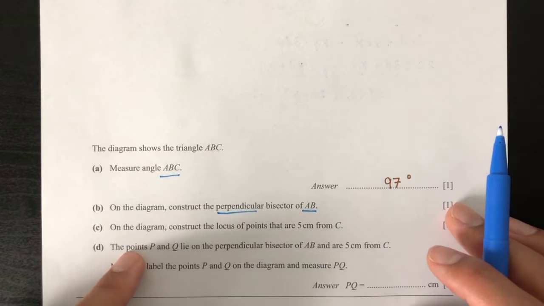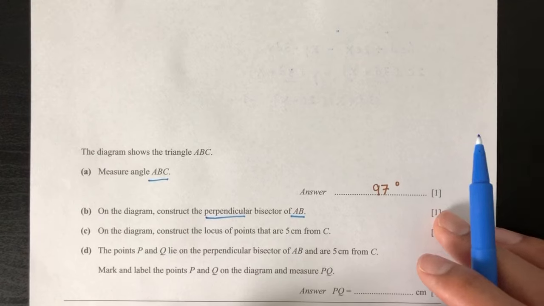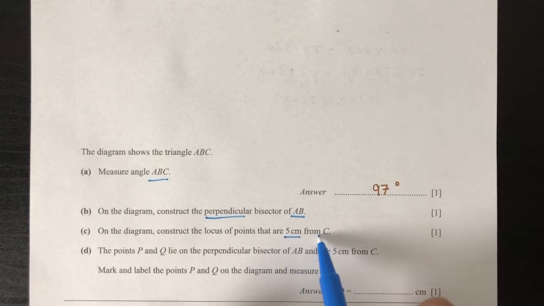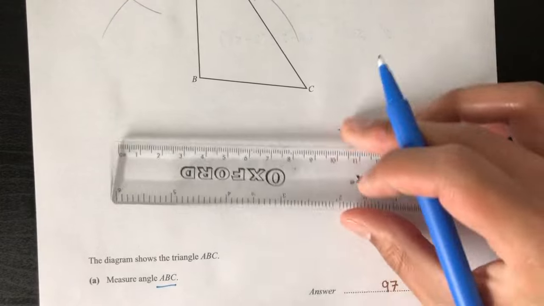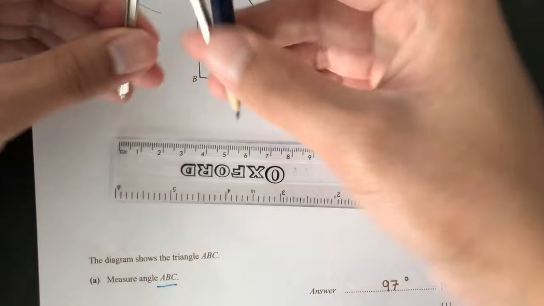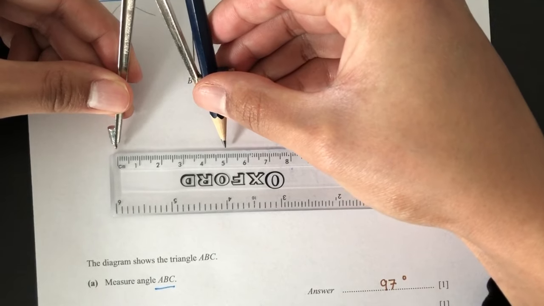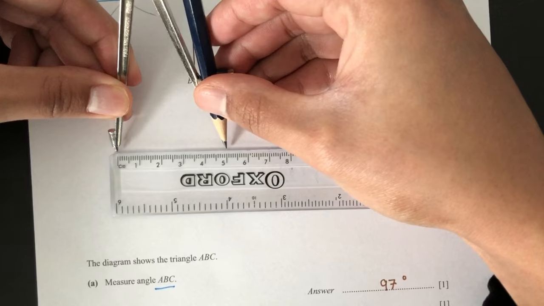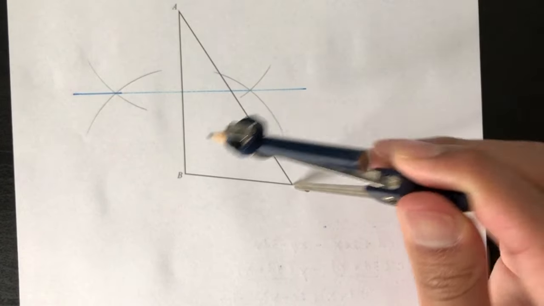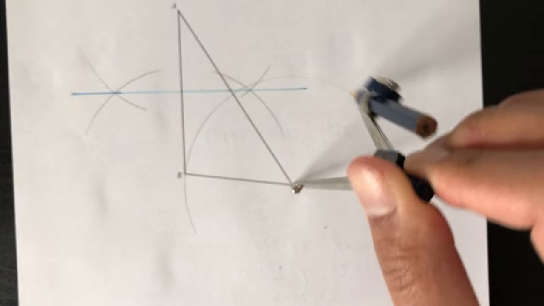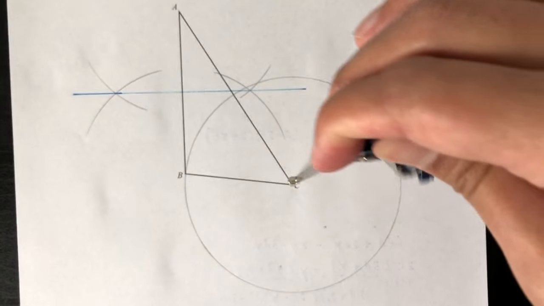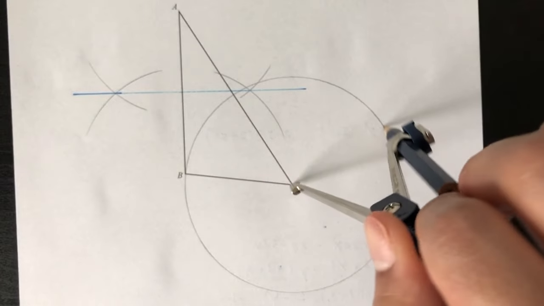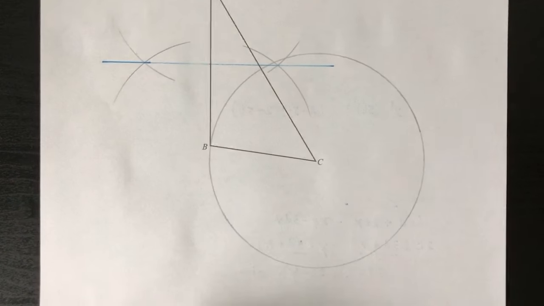Now part C, on the diagram construct the locus of points that are 5 centimeters from C. So basically we first have to measure 5 centimeters on your ruler. That will be about, yeah, almost, yep, exactly the same. Now it needs to go from your point C. So go to your point C and draw a circle of radius 5 centimeters, center C. Okay, that's it.